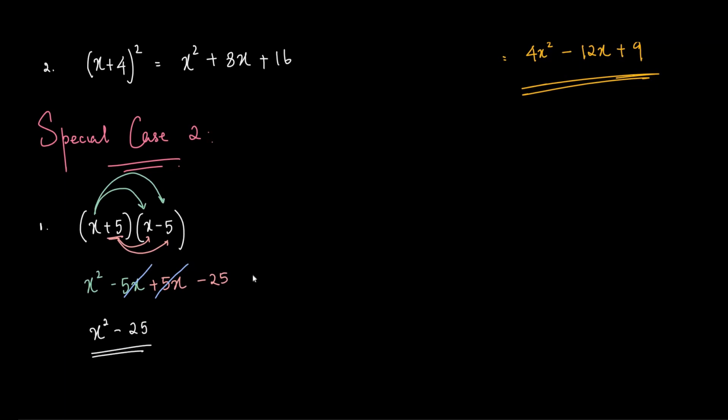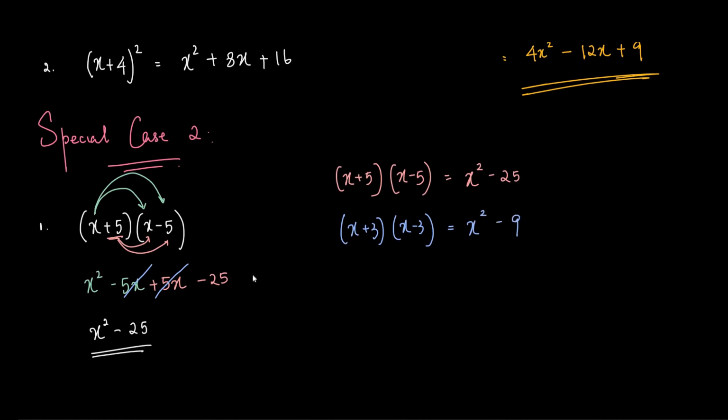Now let's look at some examples to understand the pattern. So we have understood that x plus 5 times x minus 5 is equal to x squared minus 25, right? And if you look at some other examples, like let's say x plus 3, x minus 3, and if you expand this, you can try it out by yourself, this will give you x squared minus 9. If you go ahead and say x plus 6, x minus 6, this will give you x squared minus 36.